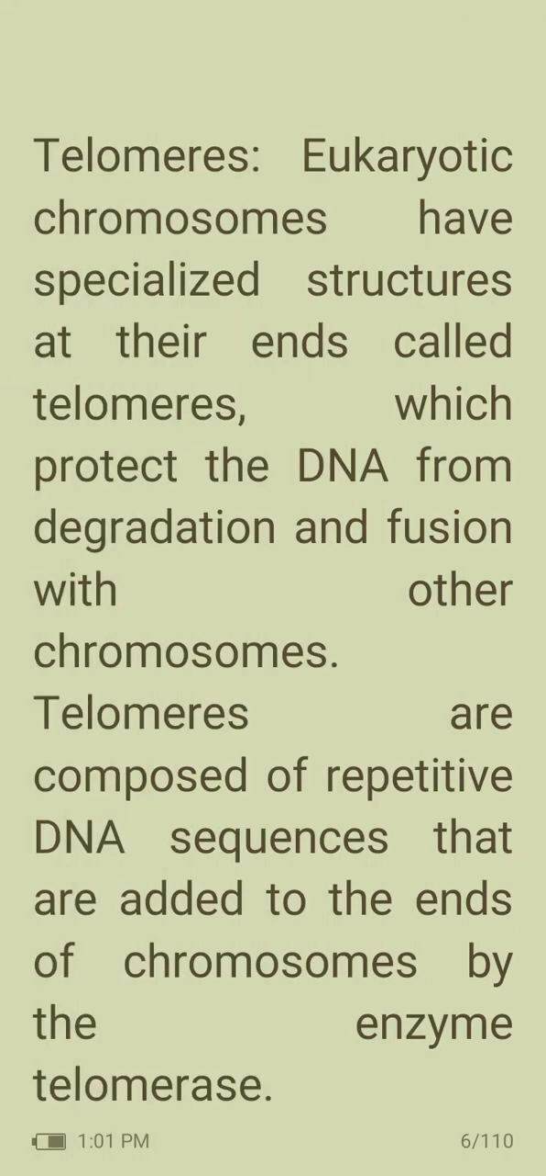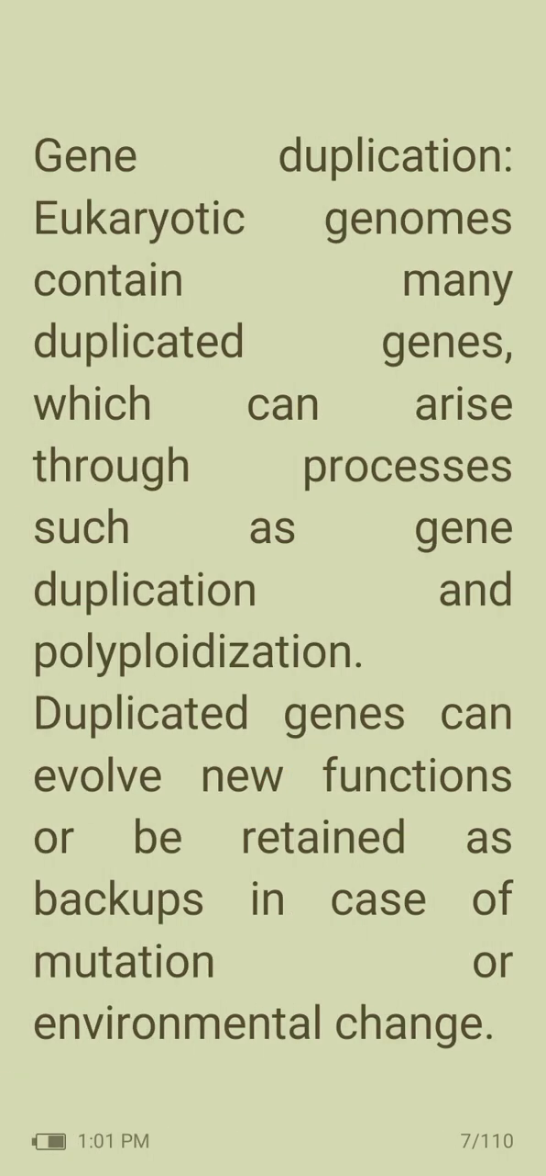Next, telomeres. Eukaryotic chromosomes have specialized structures at their ends called telomeres, which protect the DNA from degradation and fusion with other chromosomes. Telomeres are composed of repetitive DNA sequences that are added to the ends of chromosomes by the enzyme telomerase. Then gene duplication.